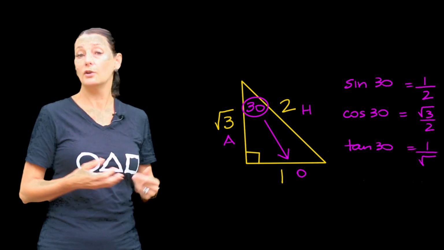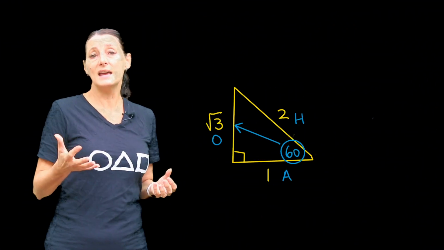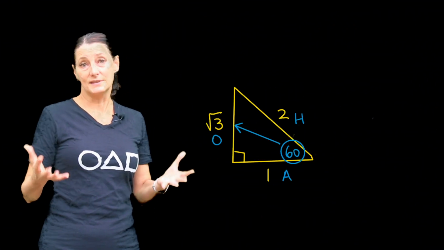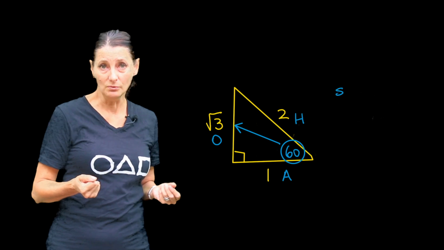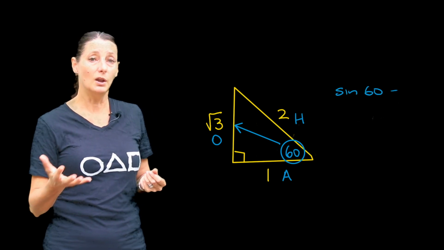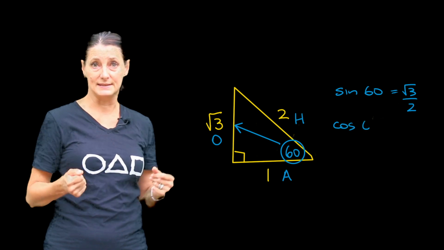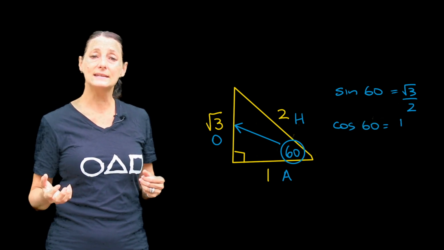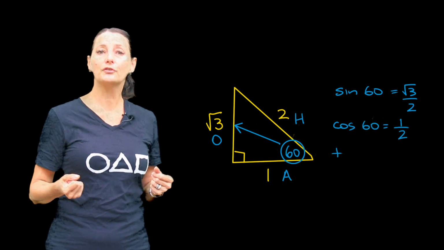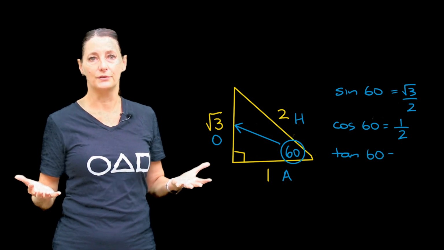While we're in this triangle, why don't we do 60 degrees? So let's have a look at sine 60. Well, sine 60 equals root 3 over 2. Cos 60, following my rule, adjacent over hypotenuse is going to give me 1 over 2. Cos 60 equals a half. And tan 60 gives me, that's right, root 3 over 1, which we can just write as root 3.